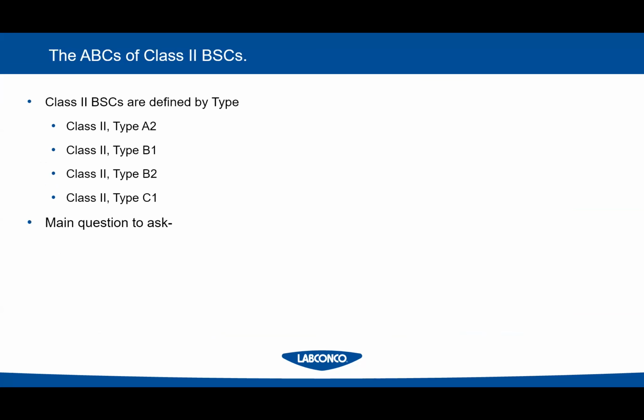So I like to call this little portion of the talk the ABCs of BSCs. Because for class 2 BSCs, you have an A2, you have A's, you have B's, and you have C type cabinets, okay? So we talked about the 3 types, the personnel protection, the one that does both, and the glove box, that's the class 3. Within the class 2, which is the most common class you will find across any campus, there's going to be a class 2 type A2, you might find a B1, you might find a B2, and you might find a C1, and these all operate very differently.